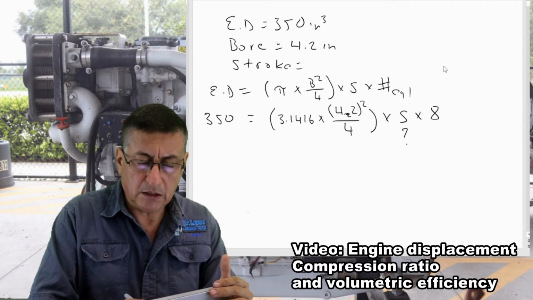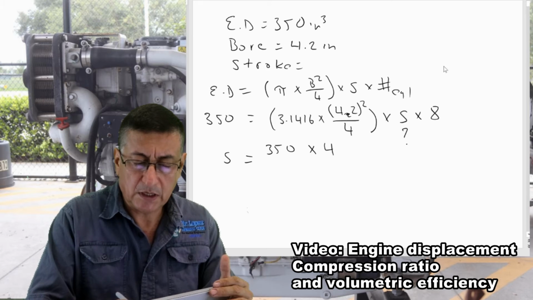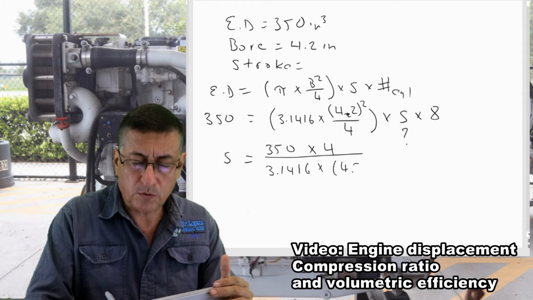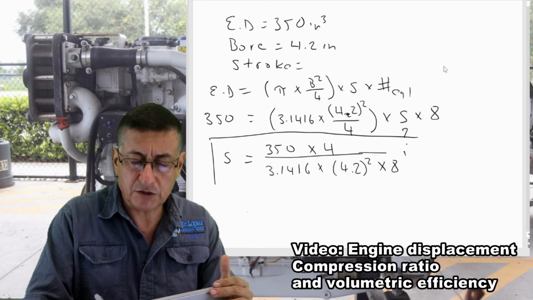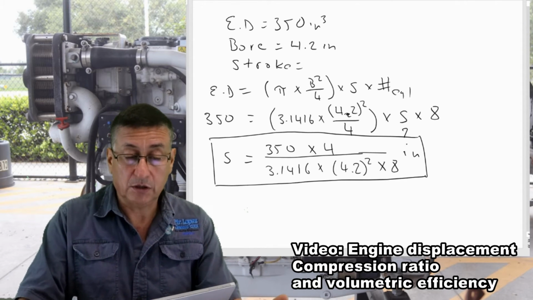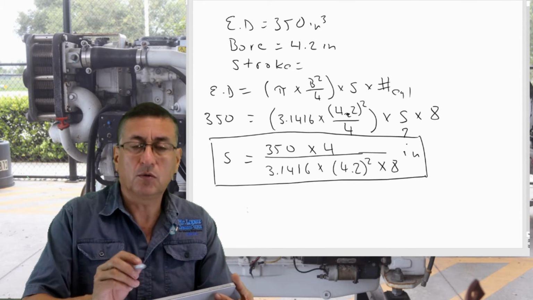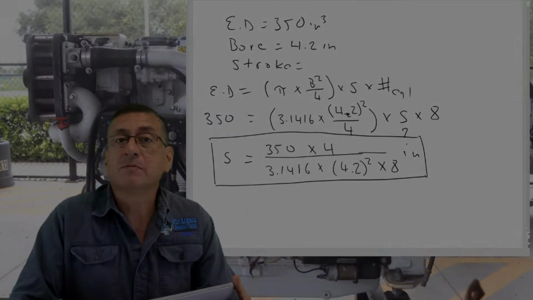cylinders. In this particular case the stroke is equal to 350 times 4, divided by pi, 3.1416, times 4.2 squared, and times 8. This is the value of the stroke in inches. Simple. This is the formula to calculate the stroke. We can use this formula to calculate the bore, to calculate the stroke, or to calculate the engine displacement.